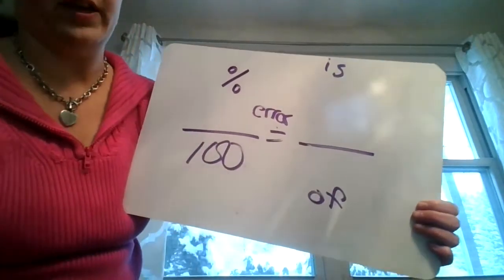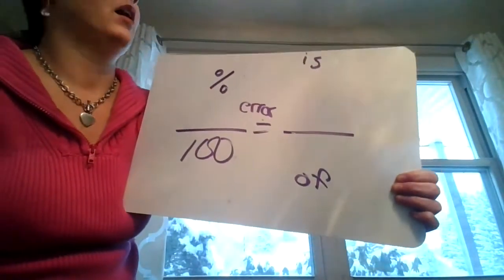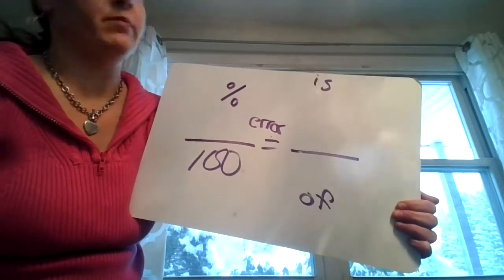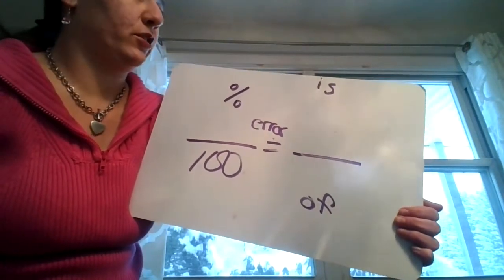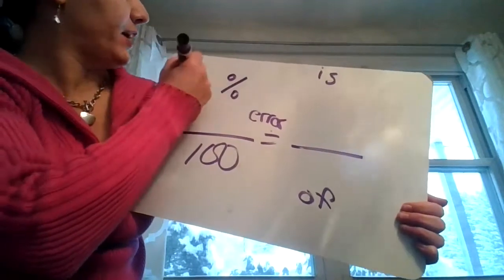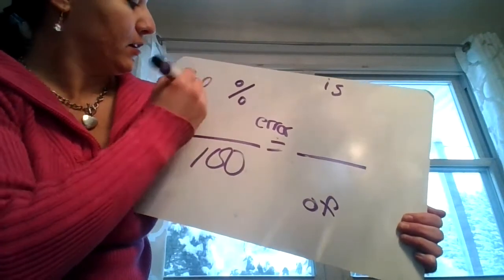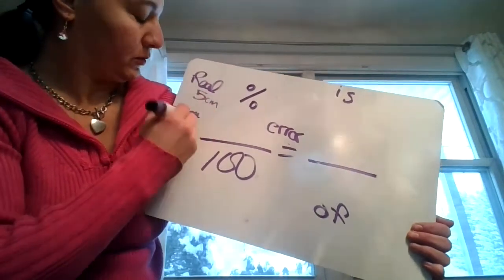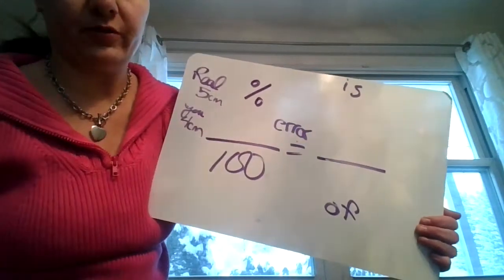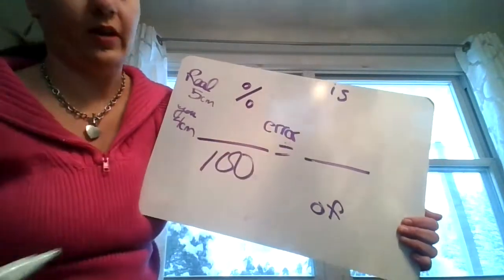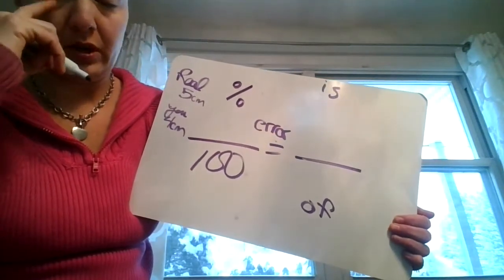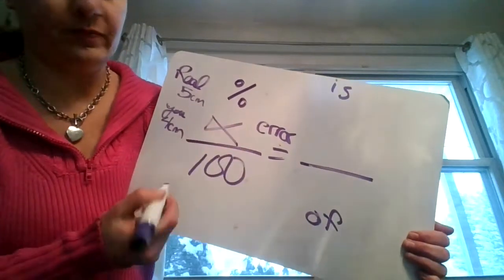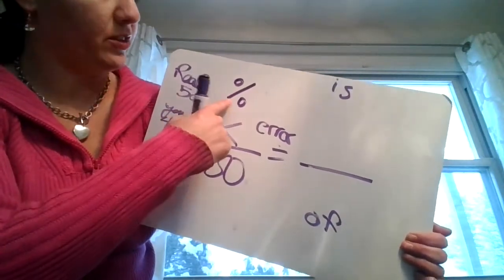And what I'm going to do is, let's say you're doing some kind of scientific experiment and you're measuring, and the real answer is 5 centimeters, but you got 4 centimeters. So you're off. You're wrong. You have some error. So since this is what we're talking about, and the question is, what is your percent error? What is your percent error?